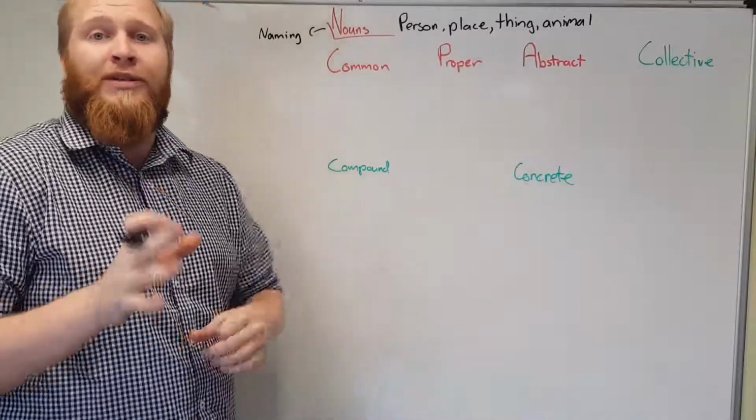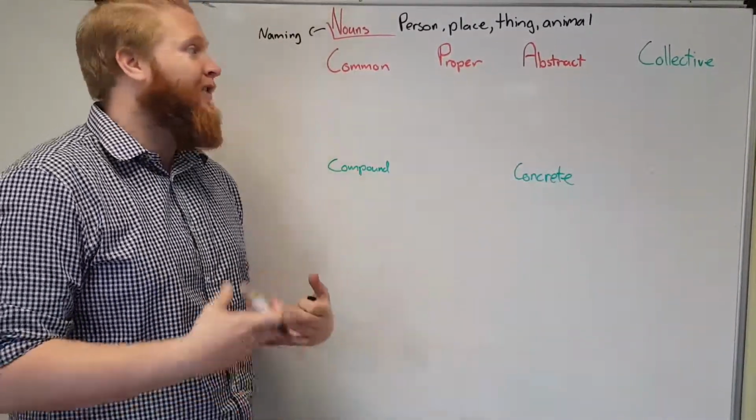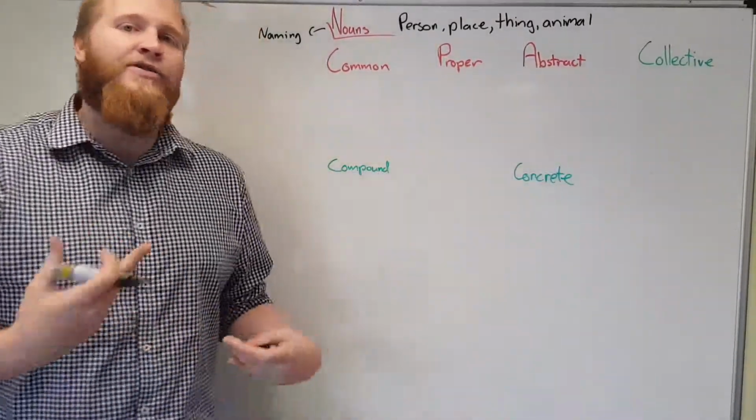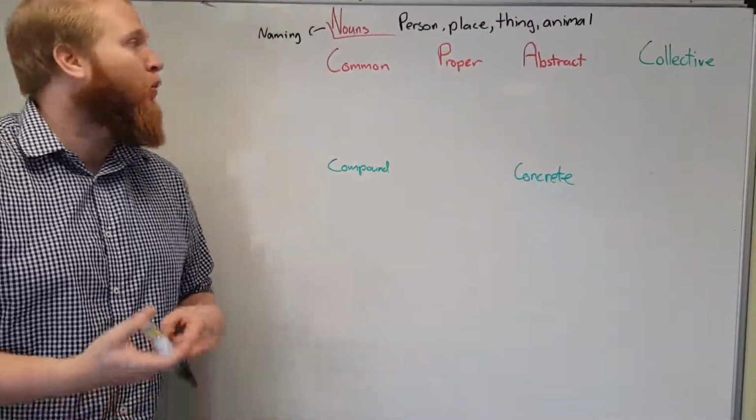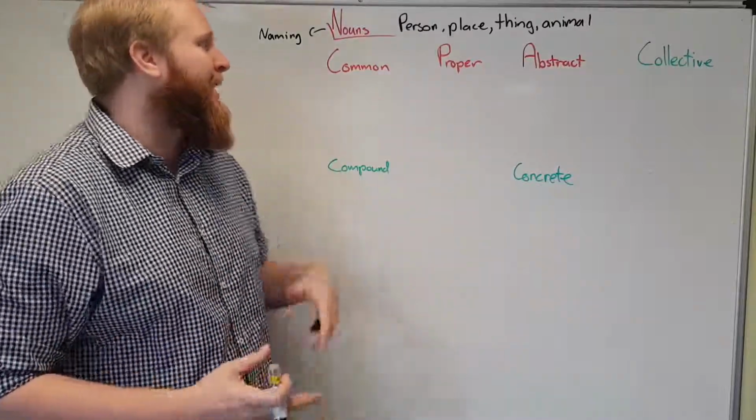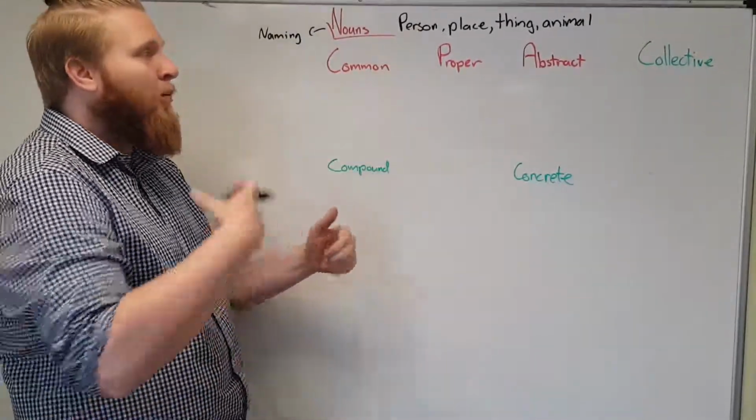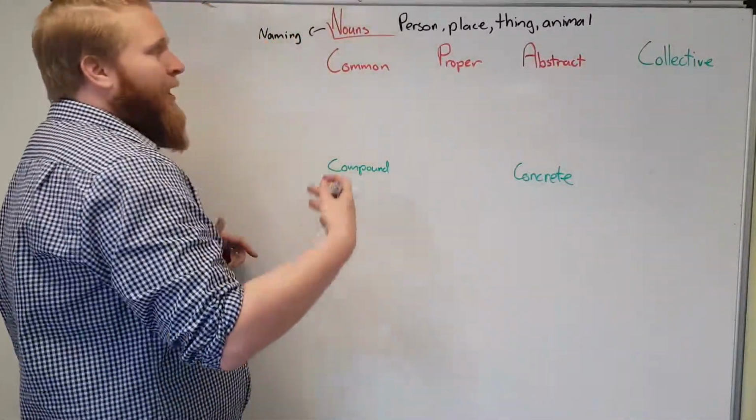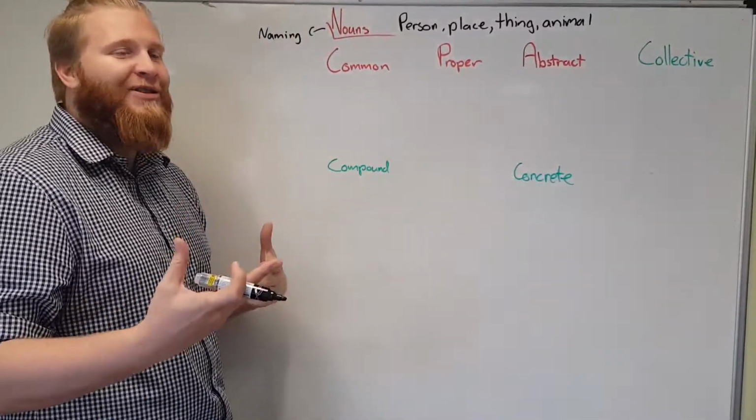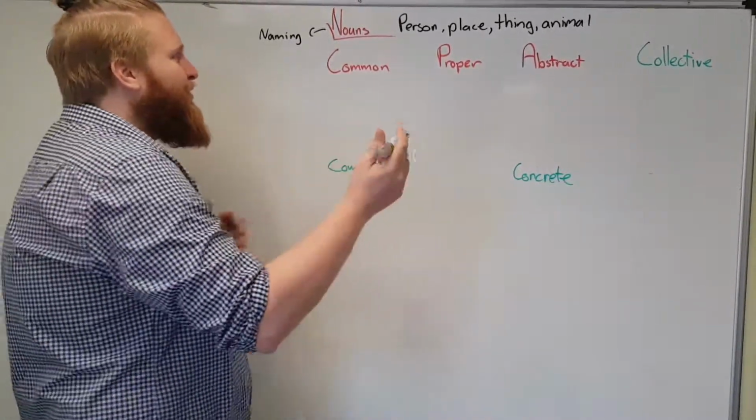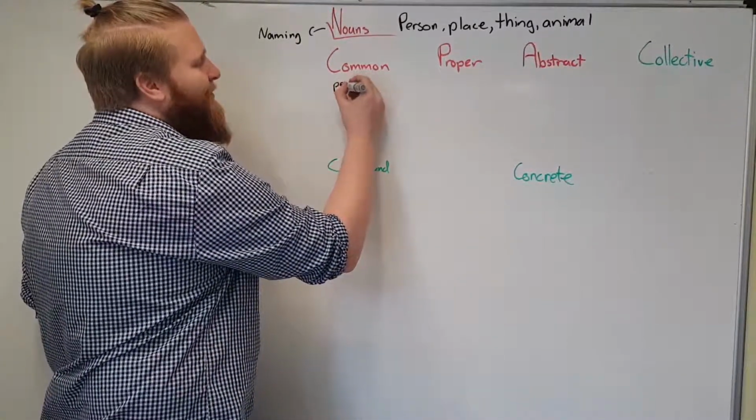Please don't say it's something you can touch. Loads of people say it's something that you can touch. As we go on, especially when we get to abstract nouns, it's not always something that you can touch. So remember, naming word: person, place, thing. A common noun is basically a common person, a common place, a common thing, a common animal. When I say common person, I don't mean someone who's common. I mean we would use a word like person as a common noun.